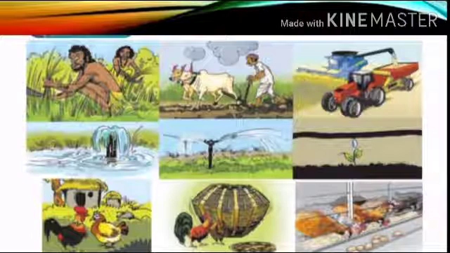Abandoning nomadic life, means leaving his nomadic life, he undertook different occupations related to agriculture at the same place. Means now man does not have to roam here and there in search of food. At one place, he can also produce his own food.